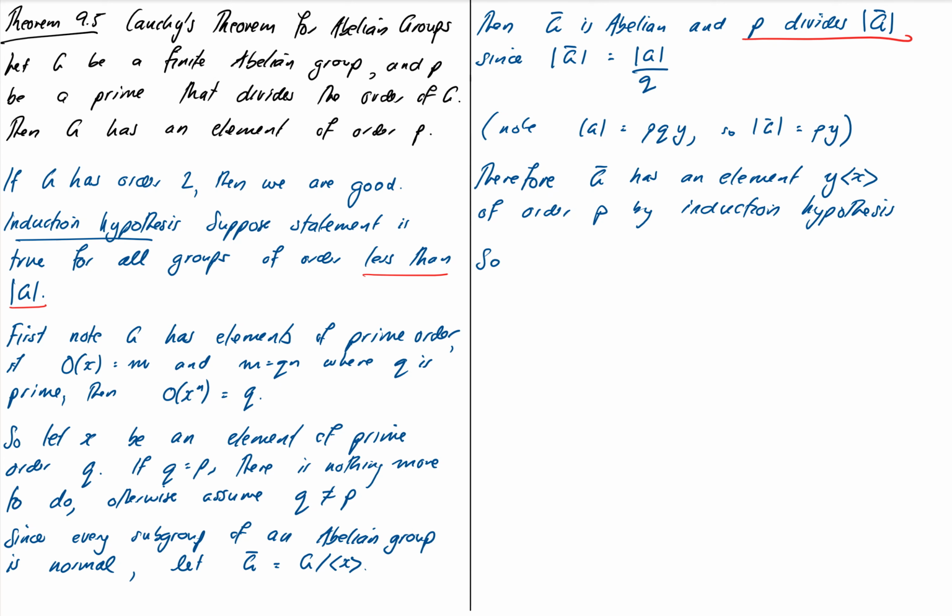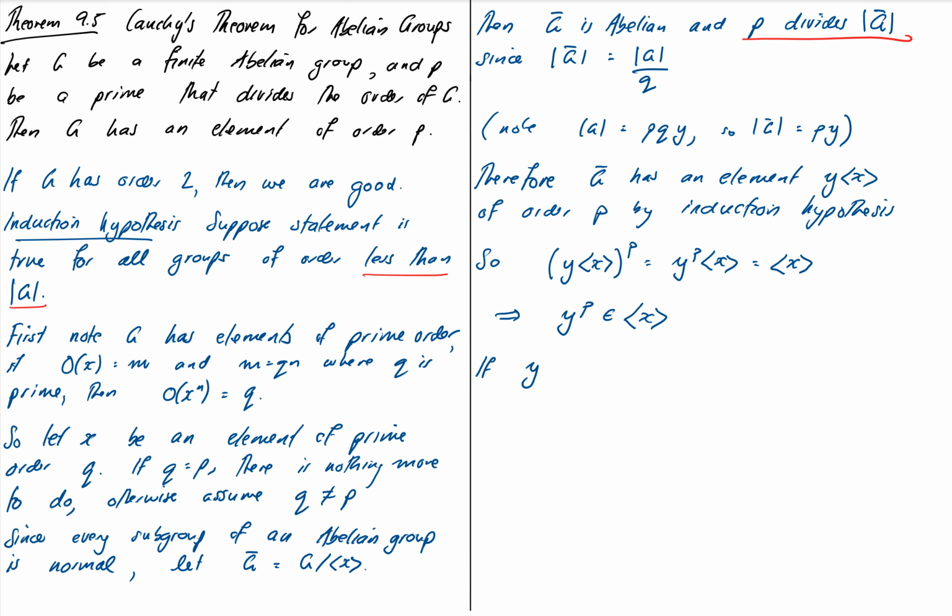So that means that this element to the power of P, which equals y to the P times the cyclic subgroup generated by X, is just equal to the cyclic subgroup generated by X, because that's the identity of our factor group, which implies that y to the P is a member of the cyclic subgroup generated by X. Alright, now we're getting somewhere.